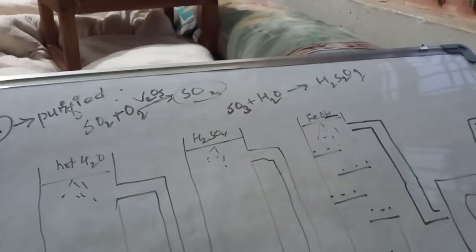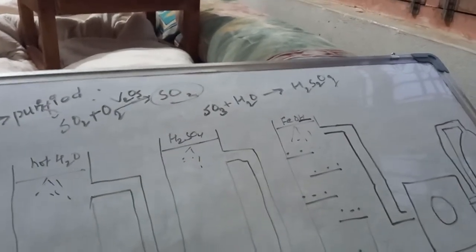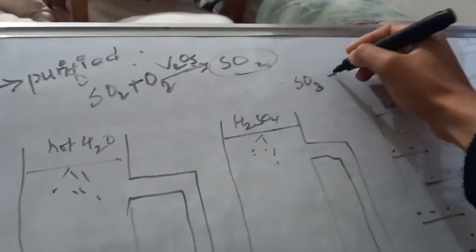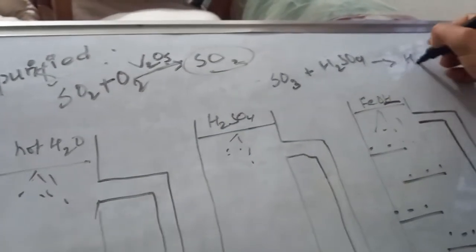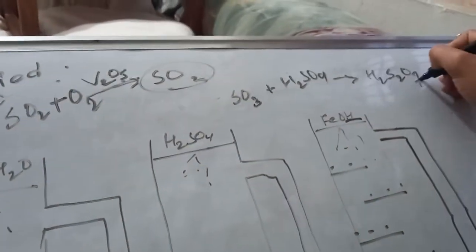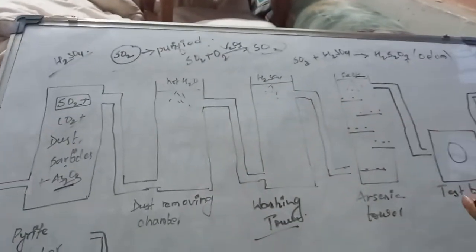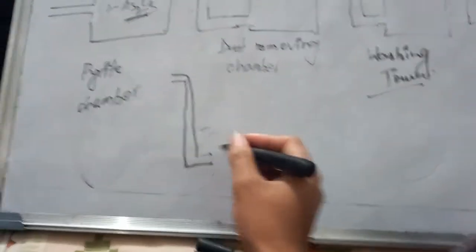Now, sorry, the earlier step was the wrong process. We will make SO3 plus H2SO4 give H2S2O7. This we call oleum. This whole process so far is only purifying. Now the main task starts.